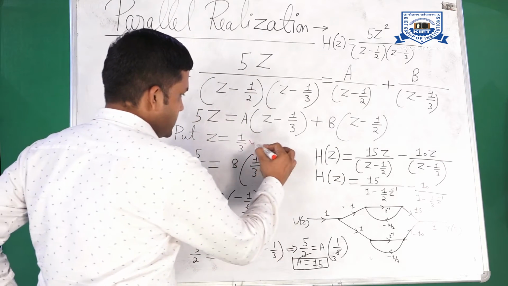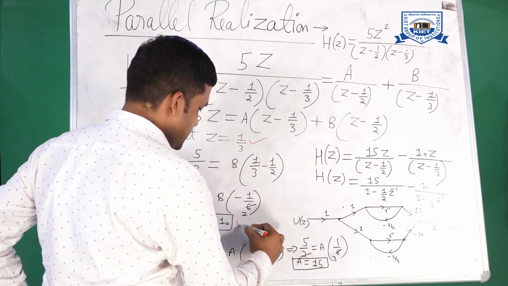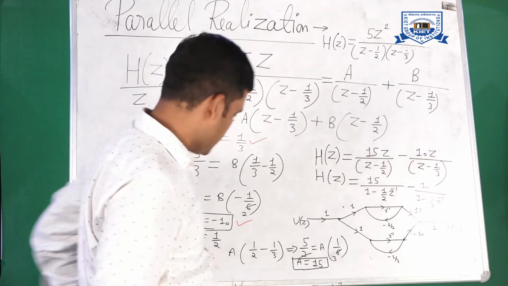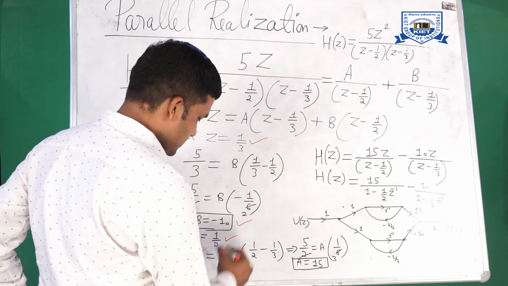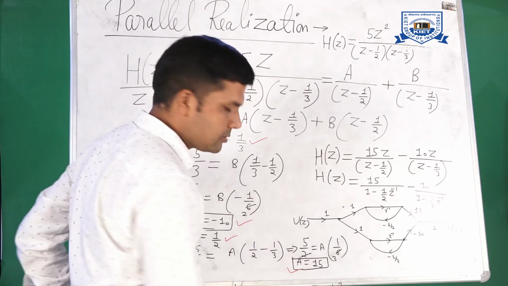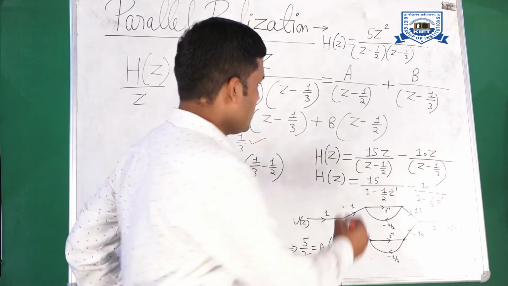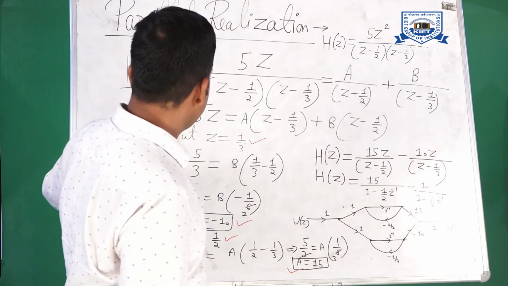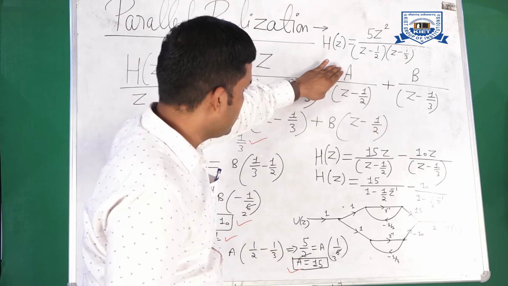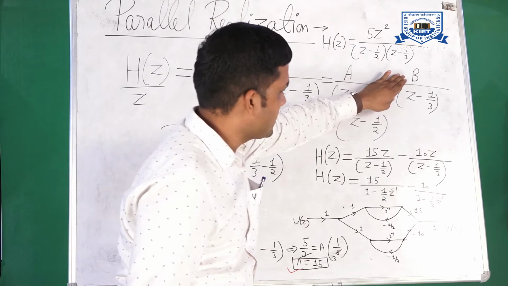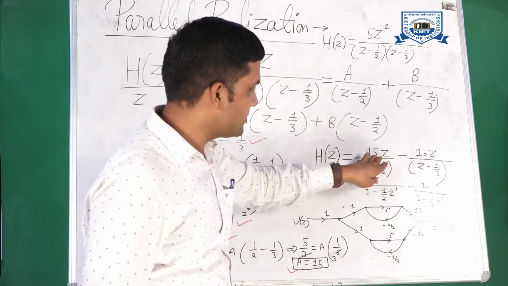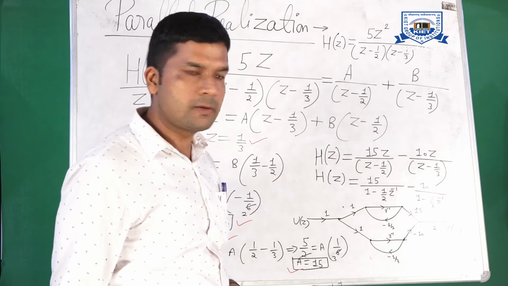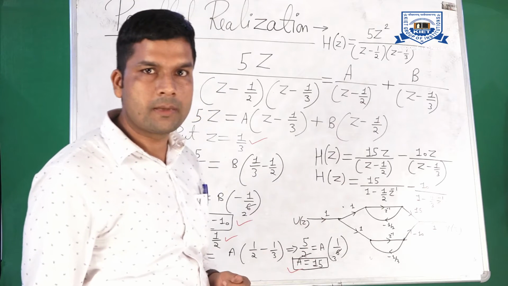After putting z is equal to 1 by 3, we get B is equal to minus 10, and after putting z is equal to 1 by 2, we get A is equal to 15. Now H(z) divided by z is equal to 15 upon (z minus 1 by 2) minus 10 upon (z minus 1 by 3), and multiply by z, we get 15z upon (z minus 1 by 2) minus 10z upon (z minus 1 by 3).